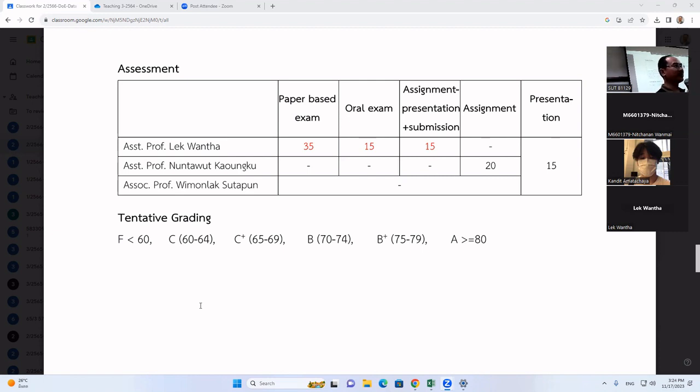Let's see the other example for that. And Ajahn Nantawut only assignment, I think. That's why 20%. Okay, this is all of the tutorial about the class.